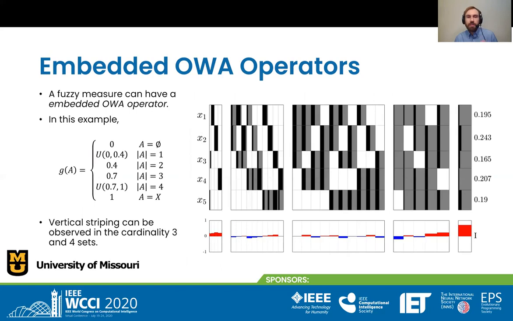Here's an example that uses an embedded OWA operator. In this case, sets with cardinality 2 and 3 are fixed at 0.4 and 0.7 respectively, and the other values are chosen randomly. And we can identify that this is occurring by these vertical stripes that appear in the diagram. That's a good indication that we're getting uniform contributions from all of the sources. So as you start to look at these and compare how these diagrams look for different types of operators, you can start to pick out these patterns and see what's really happening.